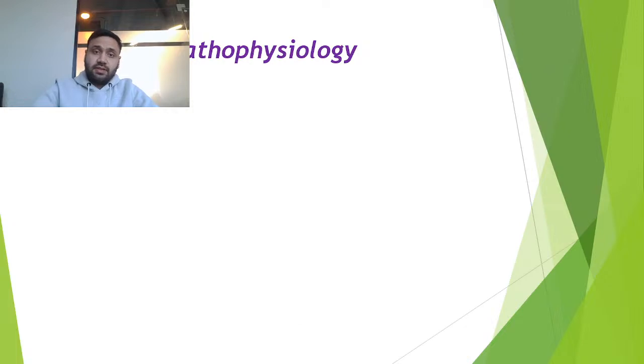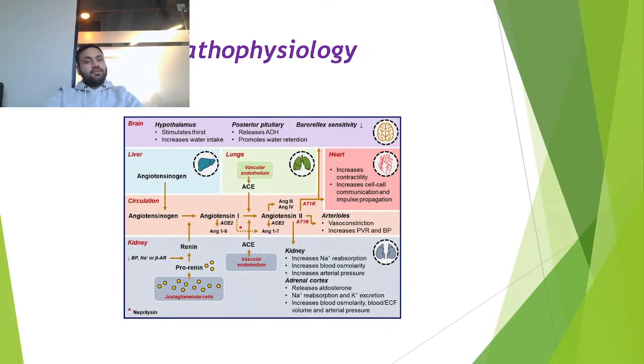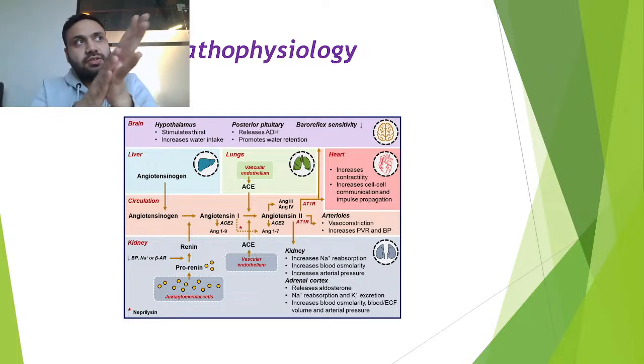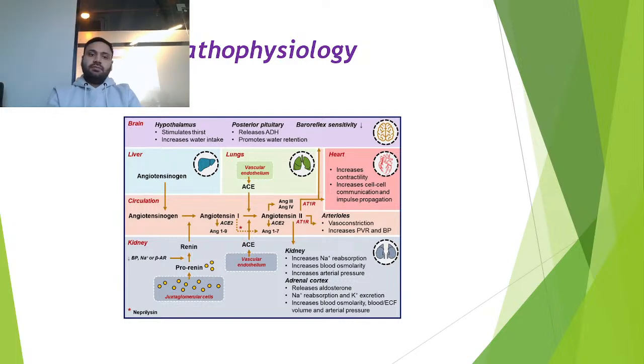So let's discuss more about pathophysiology. Angiotensin 2 would be the core of a discussion of heart failure, especially chronic heart failure. Angiotensinogen is synthesized in the liver, and then it becomes activated by renin. And where does renin come from? Renin comes from the juxtaglomerular apparatus in the kidney. Why does that get released?